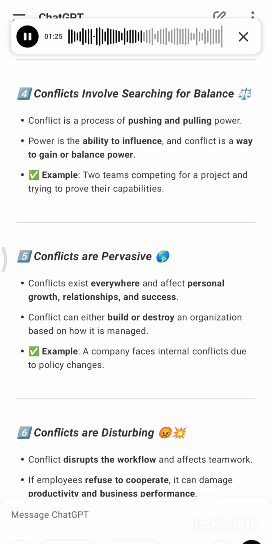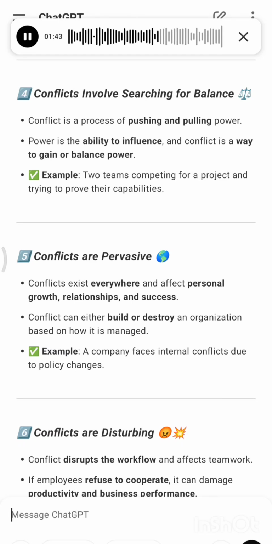5. Conflicts are pervasive. Conflicts exist everywhere and affect personal growth, relationships, and success. Conflict can either build or destroy an organization based on how it is managed. Example: a company faces internal conflicts due to policy changes.